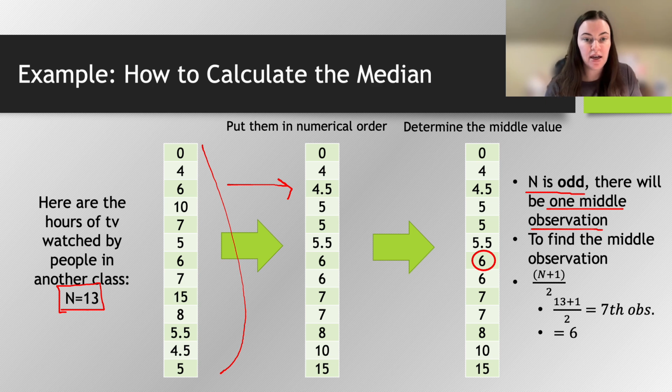In order to do that, again, all I did was order these, and knowing that I have that total of 13, I know that I am looking for my 7th observation here because that's the middle.